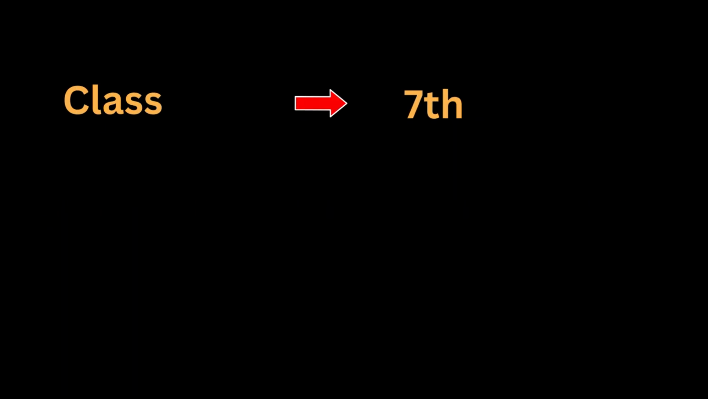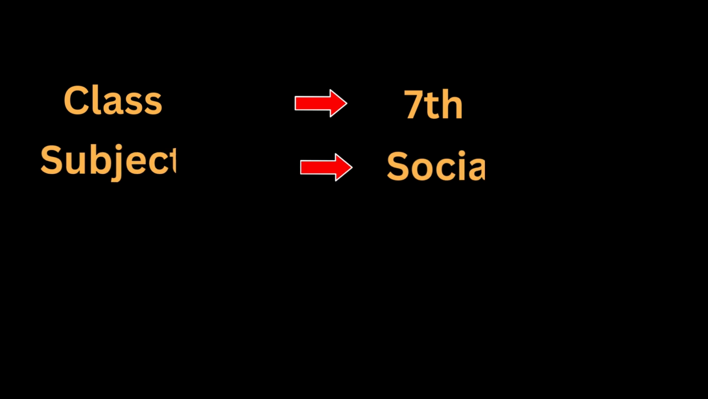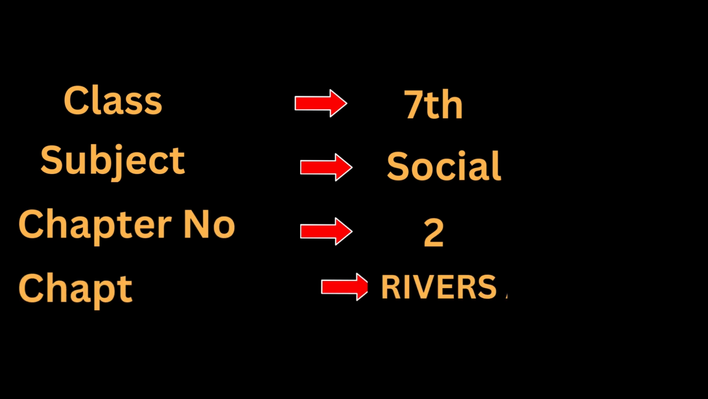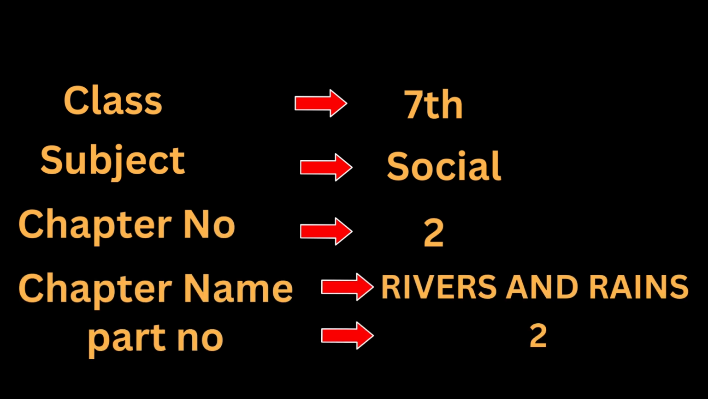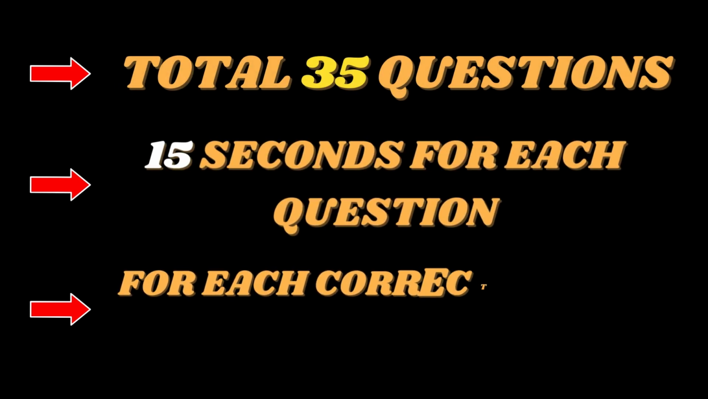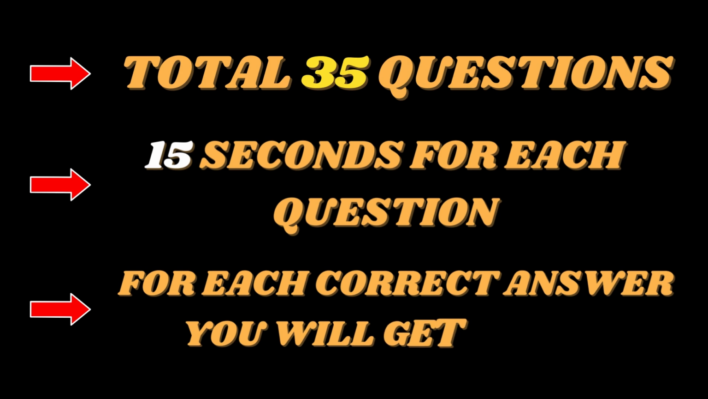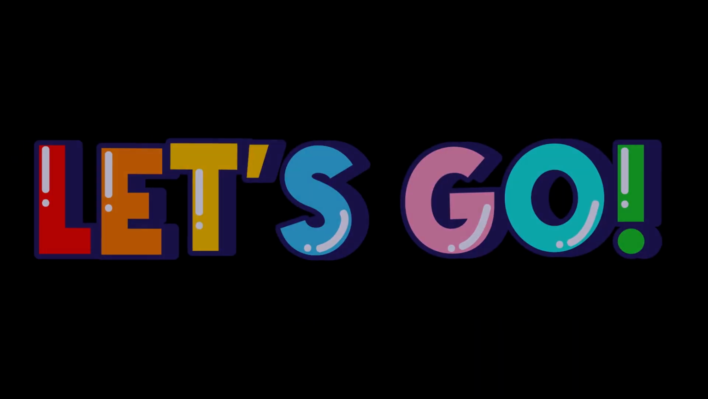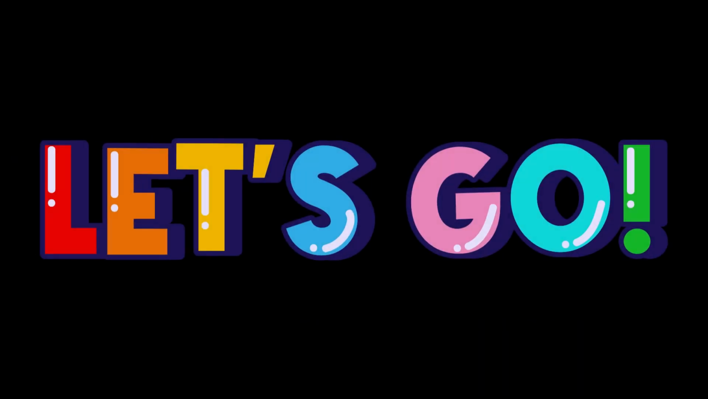Class 7th Subject Social. Chapter number 2. Chapter name: Rivers and Rains. Part number 2. Total 35 questions. 15 seconds for each question. For each correct answer you will get 1 point.